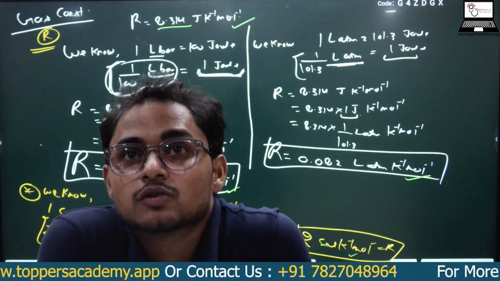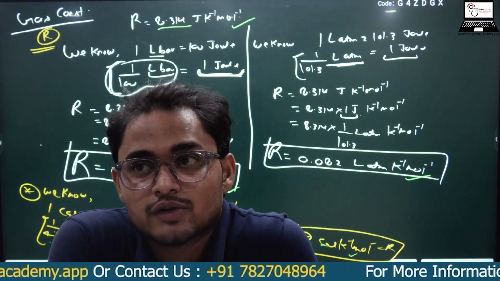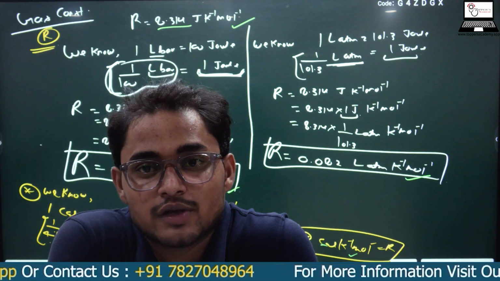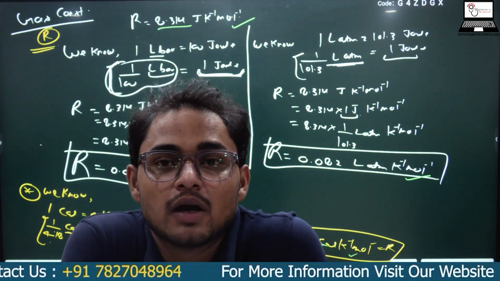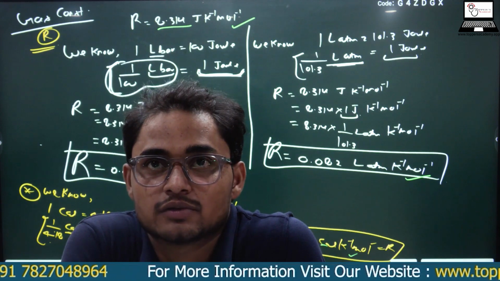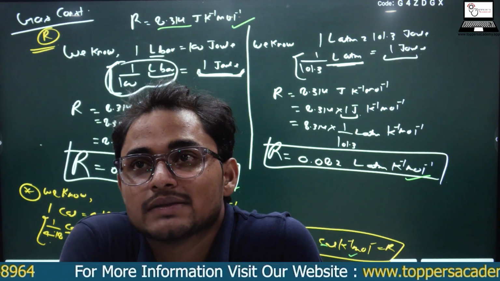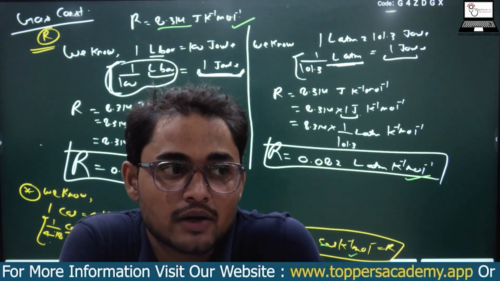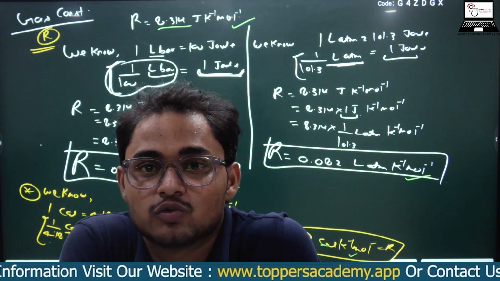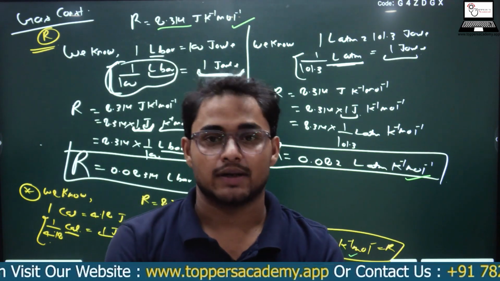Any problem? So this was all about unit conversion. We have discussed the unit conversion regarding temperature, pressure, volume and the unit of gas constant. We have seen the value of 1 liter bar and 1 liter ATM in terms of joule. I hope you got it.